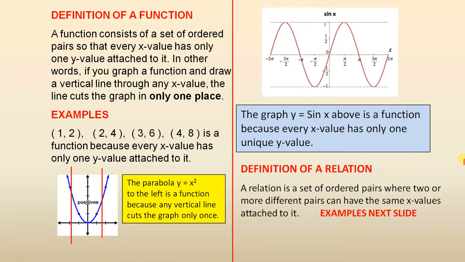Definition of a relation. A relation is a set of ordered pairs where 2 or more different pairs can have the same x values attached to it. Let's look at the examples on the next slide.